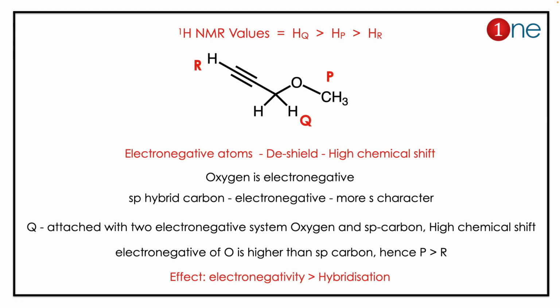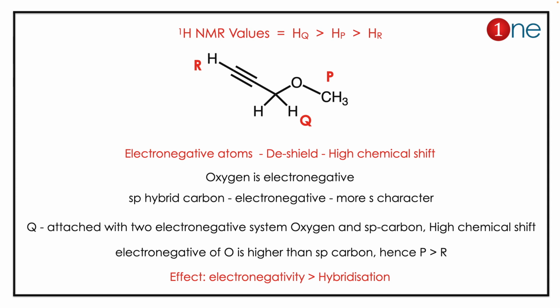Here, arranging NMR values is easy if you know the basic concept. An electronegative atom deshields and creates a high chemical shift. Here oxygen is electronegative, and sp hybridization is also electronegative because of more s character. But the effect of electronegativity is greater than hybridization.